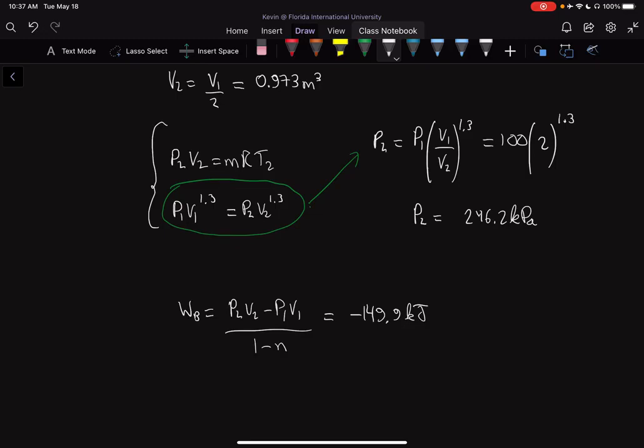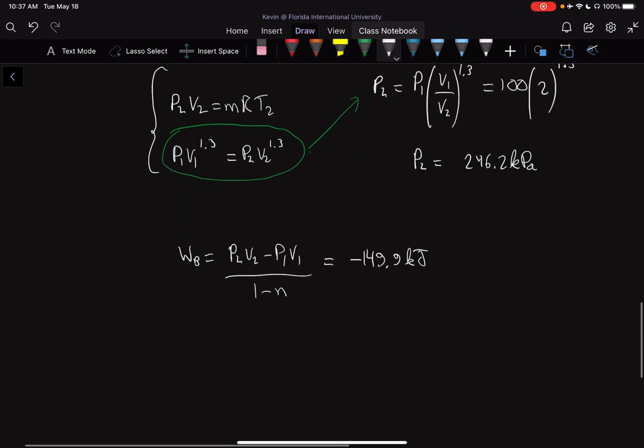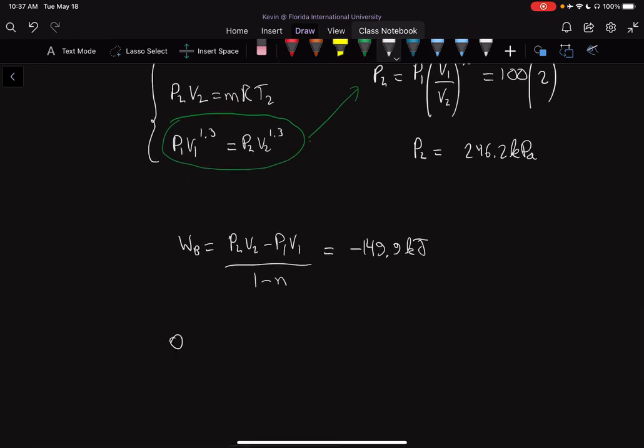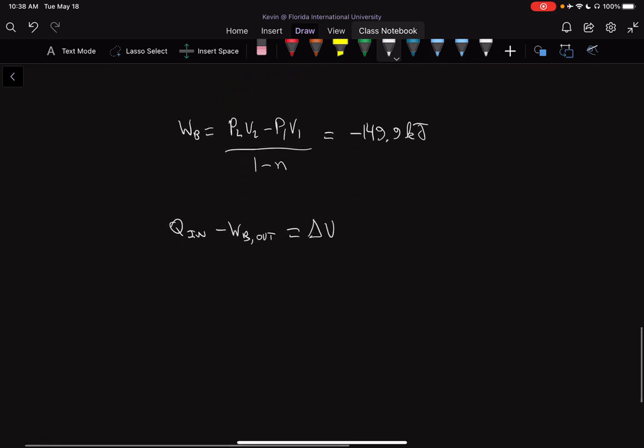Okay, so that's step 1 of the question. We found work boundary. The next step is to find Q in. So let's write our equation again. We have Q in minus work boundary out, okay, it's work boundary out or work out, is equal to delta U. And now we're going to focus on delta U.